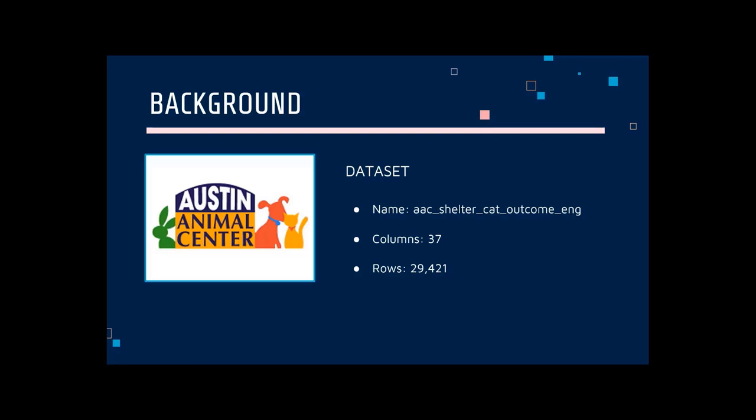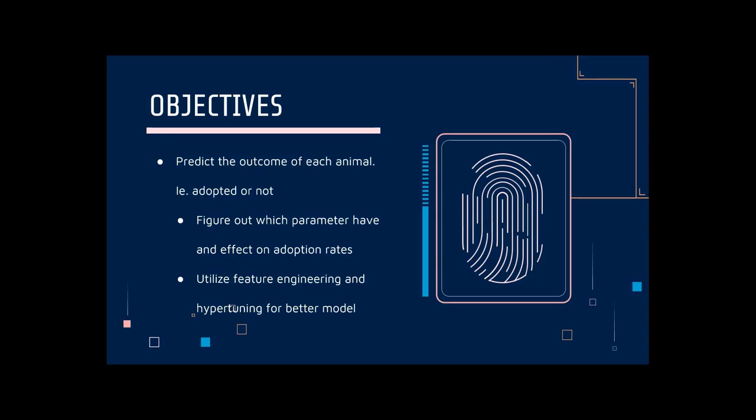This dataset contains 37 columns and 29,421 records. Now, the objective of the project is pretty straightforward. As I mentioned earlier, the objective of using this dataset particularly is to predict the outcome of each animal based on the features at our disposal. The outcome is what ends up happening to the pet, be it adoption, returning to the owner, or even death.